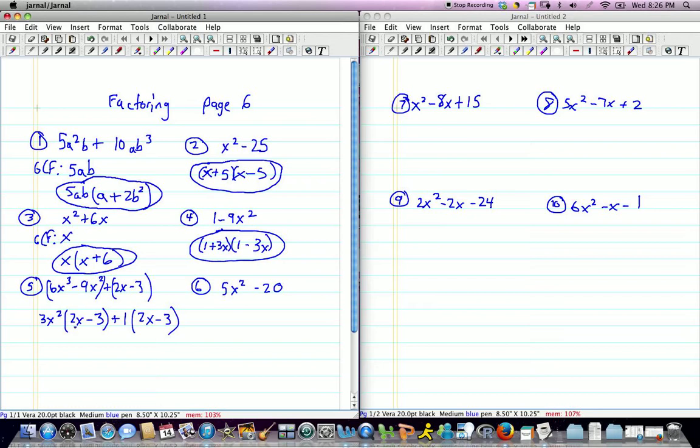So now I notice that the 2x minus 3's are the same, which is what I want, so therefore I'm going to rewrite that down here. That's one of my factors. And then my other factor is going to be the 3x squared plus the 1 that's left over, and I have now factored this problem. That's not easy, but the idea is the more you practice, it will get better.